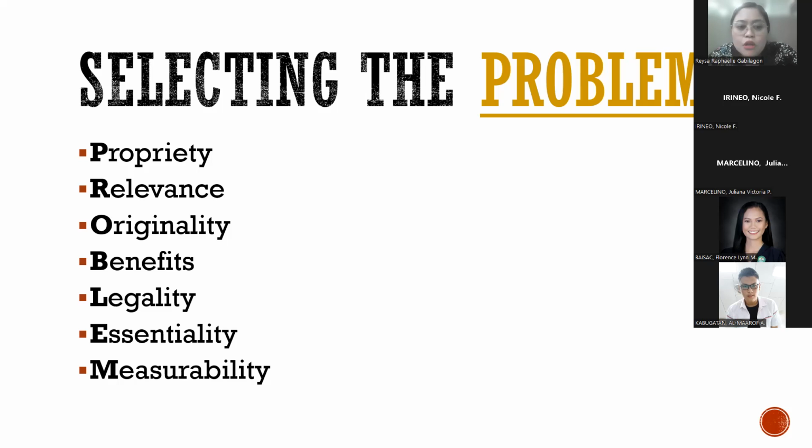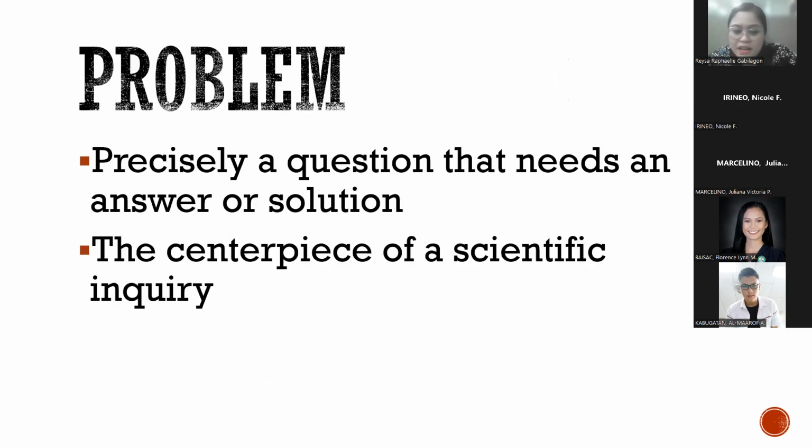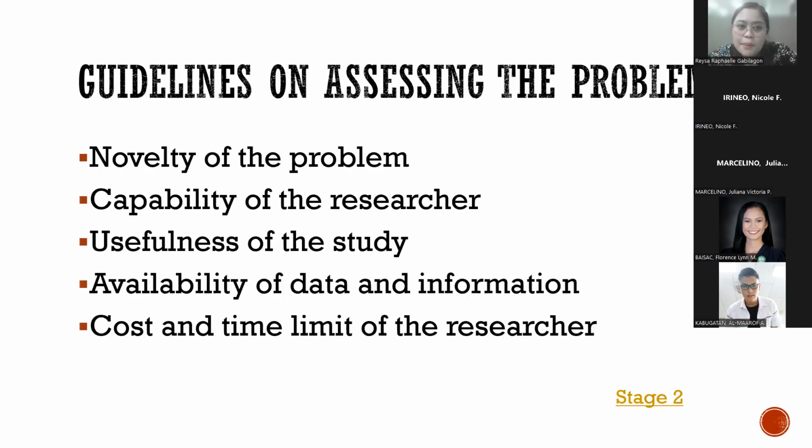And measurability. Do not forget that you are going to conduct, especially, quantitative research. We really need to be able to measure our desired outcome. The dependent variable should always be measurable. So when you say problem, it's the centerpiece, class, of a scientific study, a scientific inquiry. So this should be specific. And at the end of the study, we should be able to address this problem, or answer it, or give a solution to this problem.